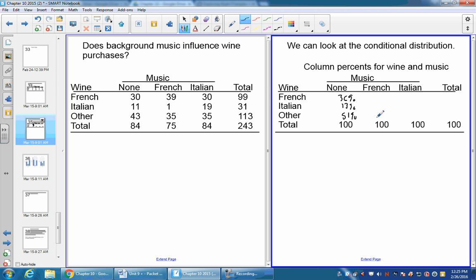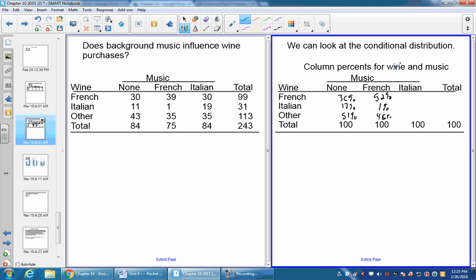Now for French music, 39 out of 75. You can see when they played French music, it looked like people bought a little bit more. The Italian wines look like they went down because that's only about 1%. And then the other type of wine looked like it went down maybe a little bit too, 46%. So it looks like maybe there was more French wine bought when French music was played.